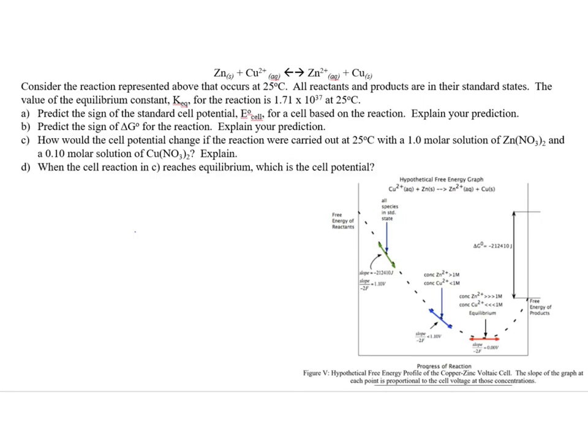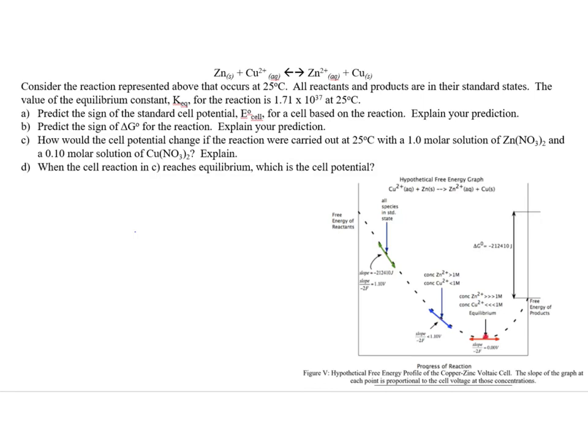So if I were going to just sketch, I've got a graph already drawn on here, but because I know that K is very big, I know when I'm sketching my curve here that the dip is going to be much closer to the product side.